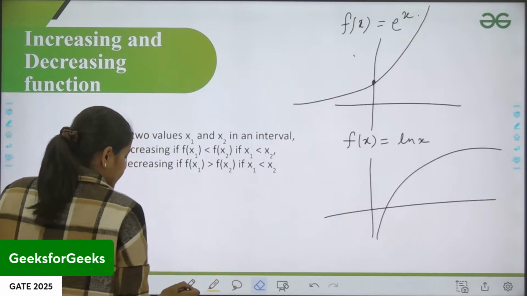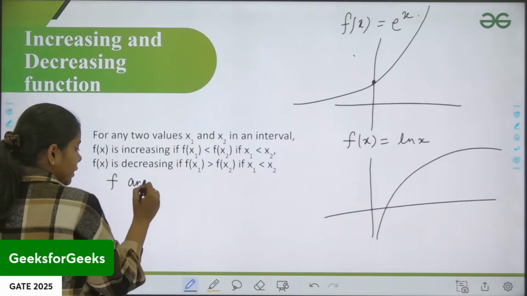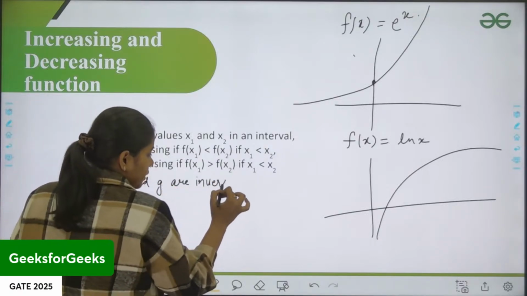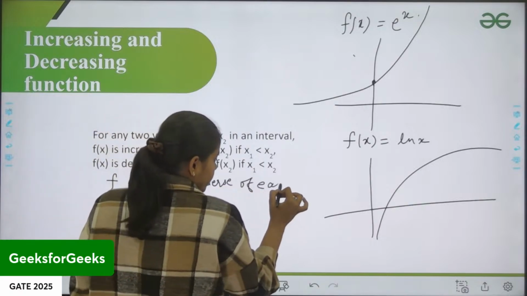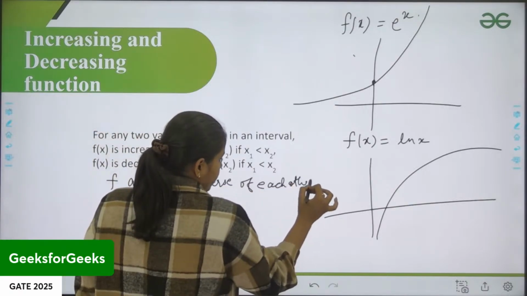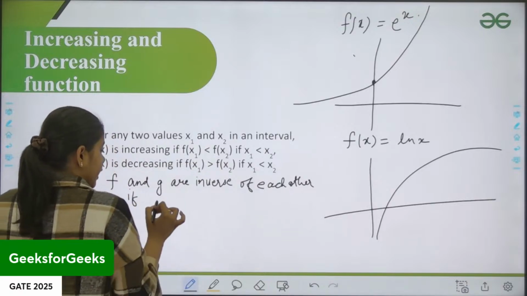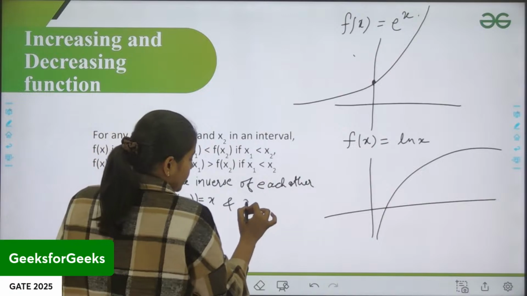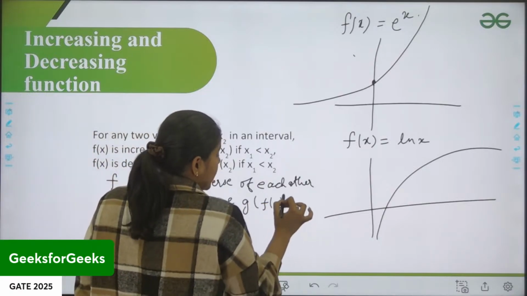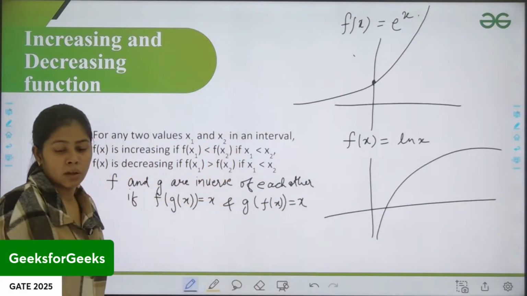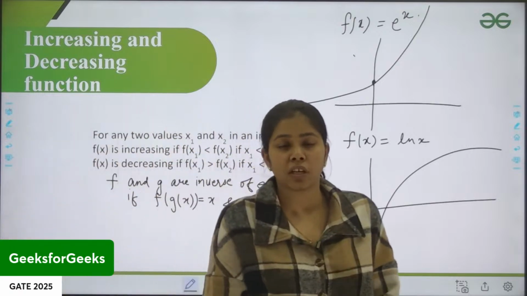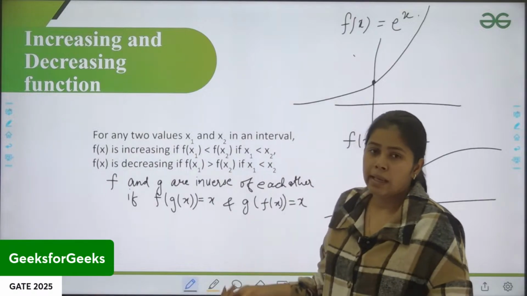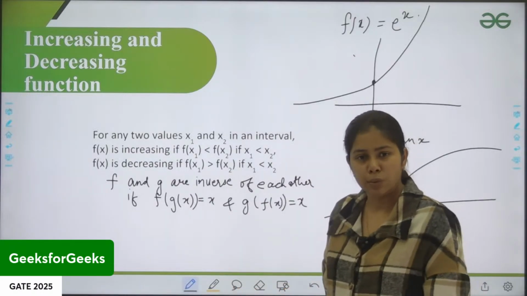f and g are inverse of each other if f of g of x is equal to x and g of f of x is equal to x. That means I'll take a composition. What do I mean by composition here? First I'll apply the g function, then I'll apply f. If I get x, then I'll say that the functions f and g are inverse of each other.